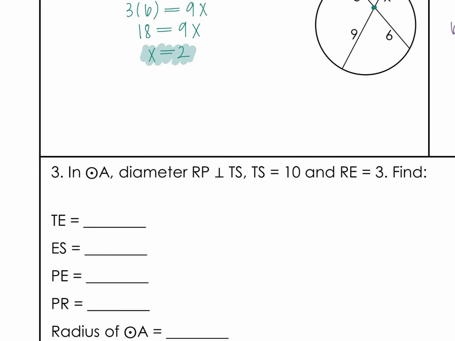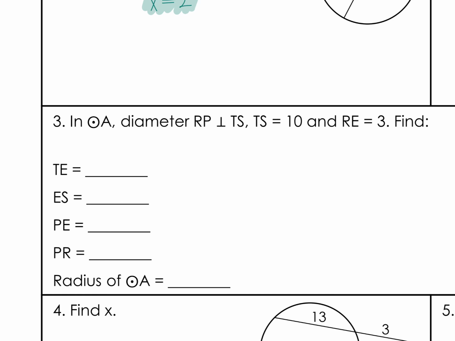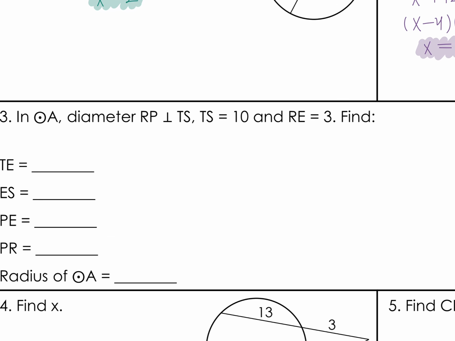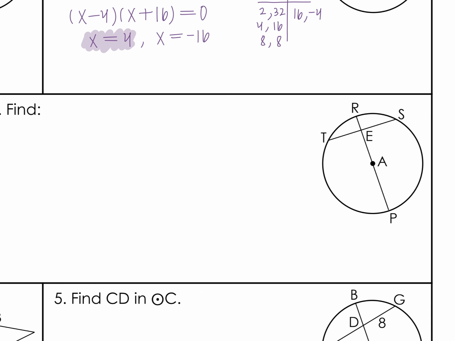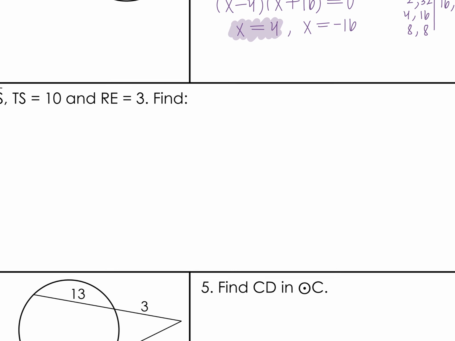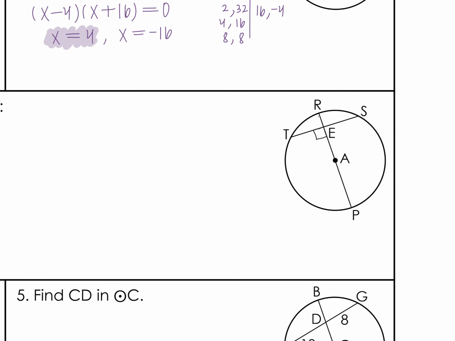Okay, moving into number 3. For number 3 here, we have in circle A, diameter RP is perpendicular to TS. So these should have segment symbols on top. Okay, so I'm going to mark that up over here. We have that they are perpendicular, so we're going to have that right angle. And then we were also given that TS is equal to 10 and RE is 3. So this length here is 3, and then from T to S, we have that 10.